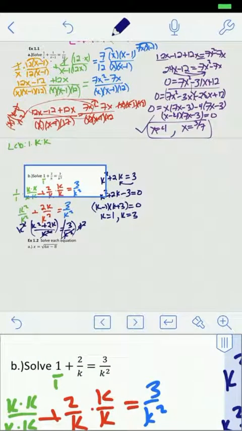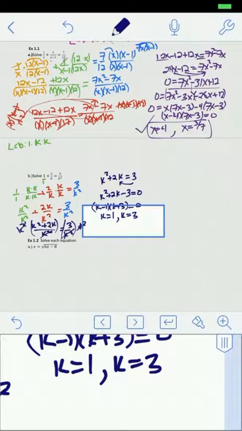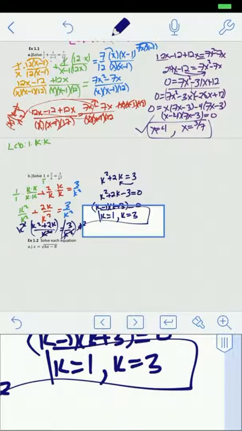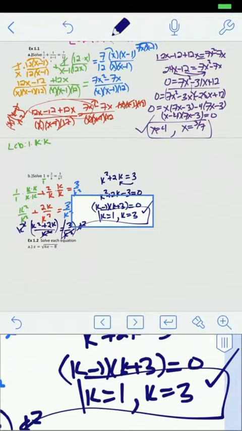Let's check that none of those cause a problem. 2 over 1, that's fine. 3 over 1 squared, that's fine. 1 plus 2 does equal 3. Negative 3, 2 over negative 3, that's fine. That's not a problem. 3 over negative 3 squared, that's fine. That's not a problem. So both of these are good. No extraneous solutions. Check.